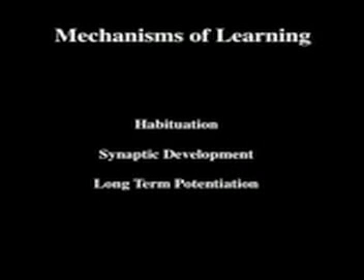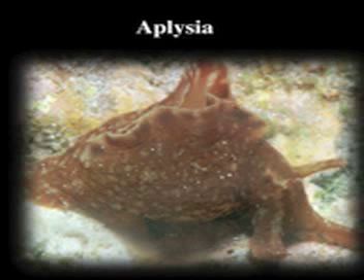If we talk about the mechanisms of learning, there are three major mechanisms: habituation, synaptic development, and long-term potentiation. And I want to talk to each of those now. The first two using the example of Aplysia. Aplysia. The humble sea slug.